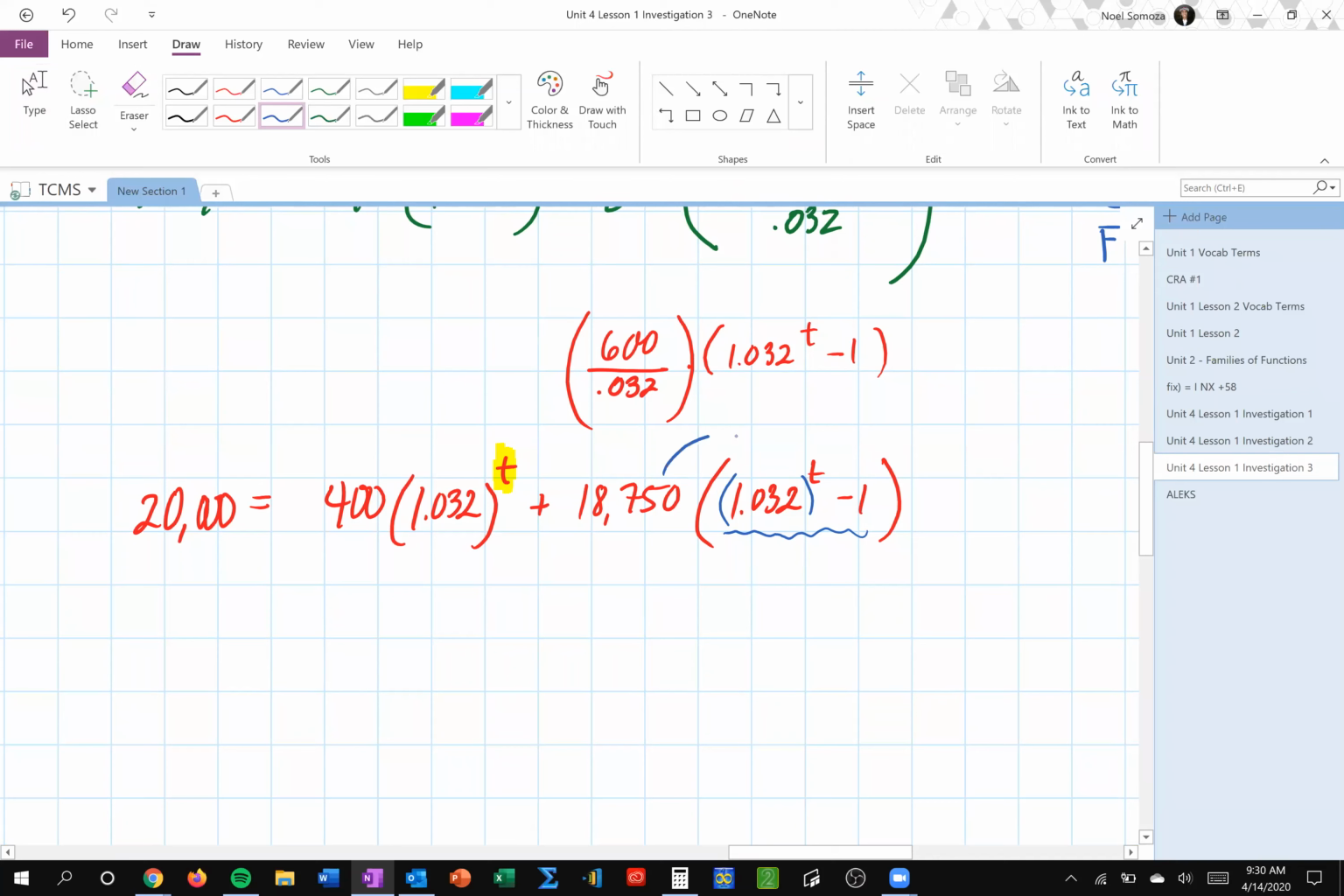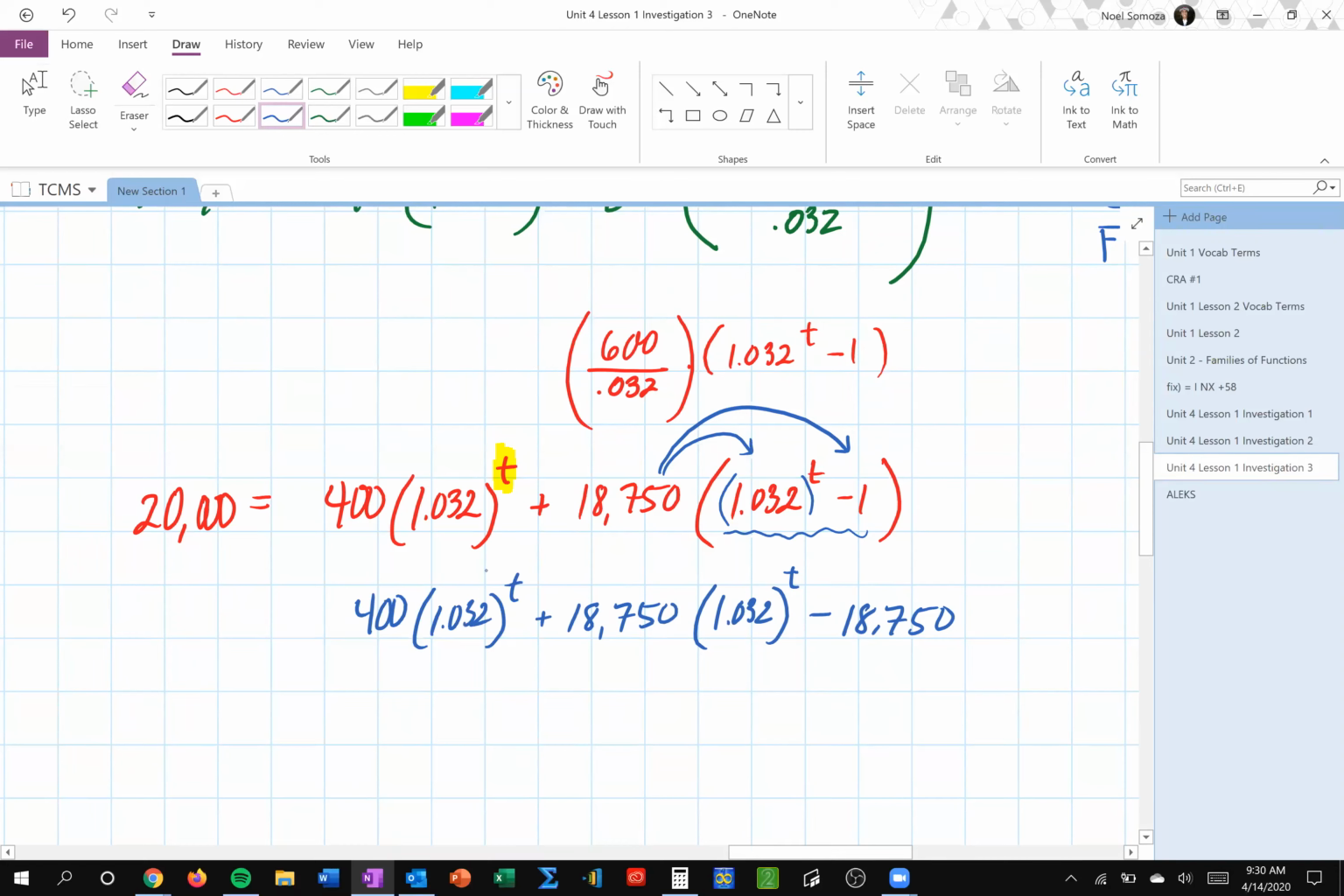If I were to distribute this, I would have 18,750 times 1.032 to the power of t. Notice how I didn't yet multiply the 18,750 with the 1.032. It's a product, but it's still separate terms. That then allows me to also distribute to the far end, 18,750 times a negative 1, so that's just negative 18,750. If I bring down now this 400, 1.032 to the power of t.